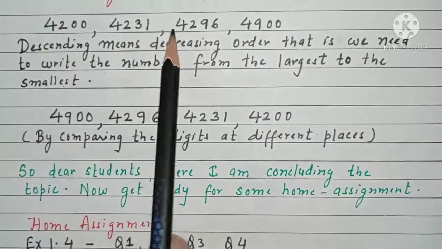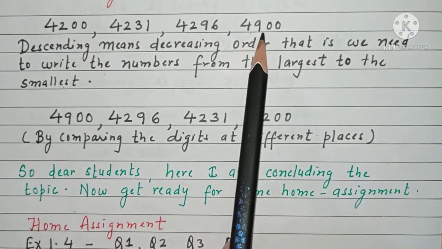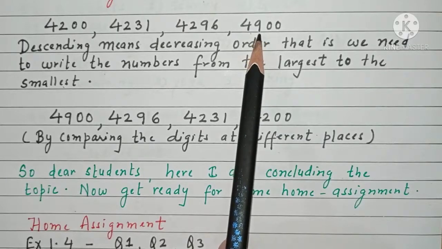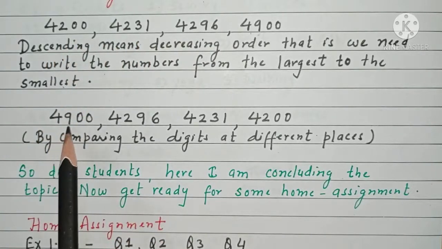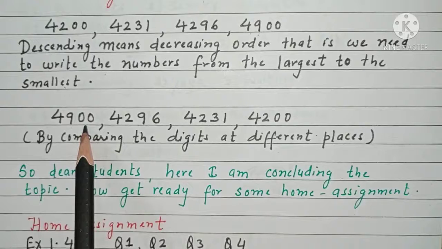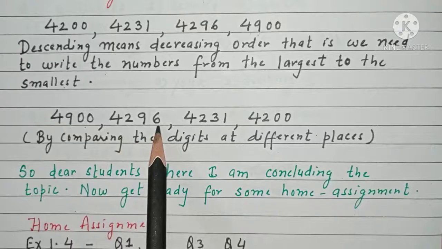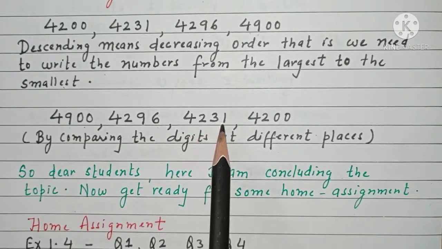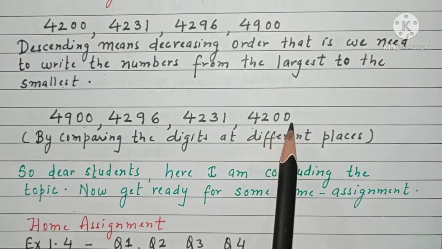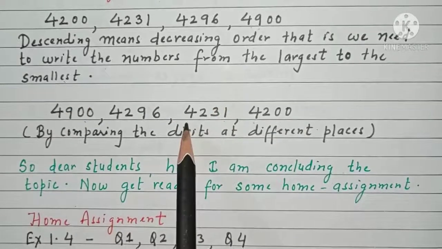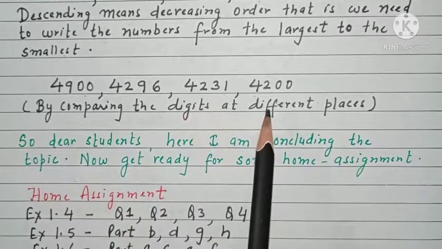As the thousands place is same in all the four numbers, we will look for the hundreds place. The greatest hundred is showing here, 9. The digit 9 is the greatest in the hundreds place. So 4900 is the greatest number. After that, we'll be having 4296. Then 4231, and finally the smallest will be 4200. So we have just compared the numbers at various places to get the numbers written in descending order.